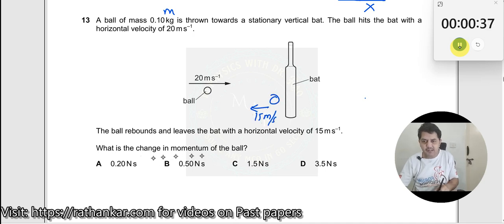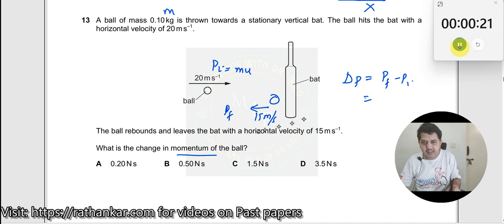Okay. What is the change in momentum of the ball? What is momentum? So m into u. So m into u, this is your initial momentum and this is your final momentum, right? He is asking about change in momentum. What is change in momentum? Delta P should be equal to P final minus P initial. So what is P final? P final should be m into, this is negative here, right? M into minus 15 minus, this is P initial.